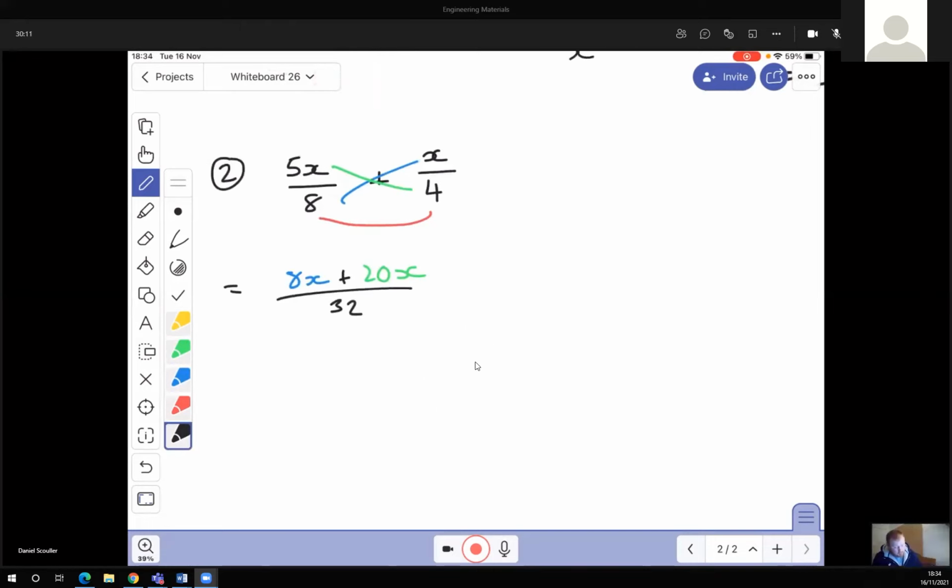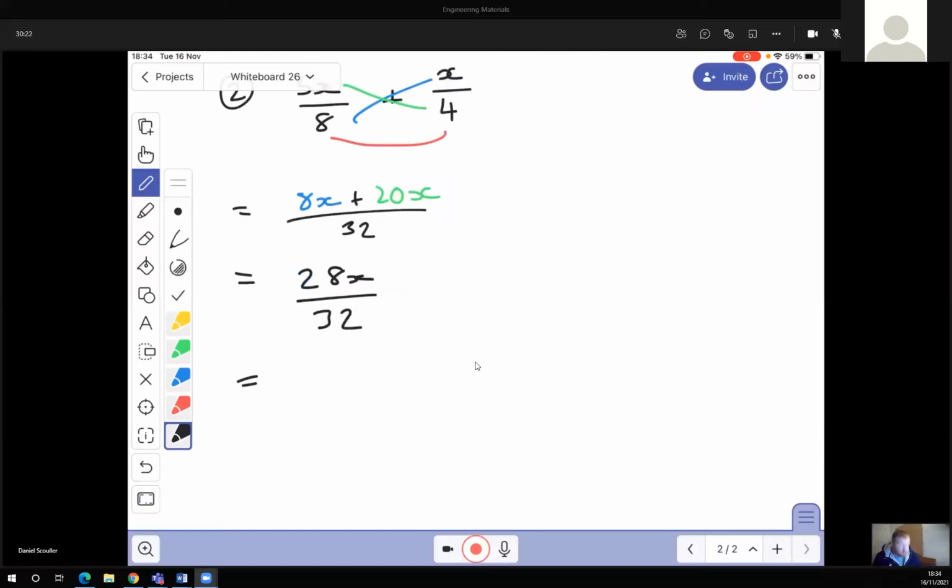Okay, we can collect like terms. We're going to have 28x over 32. We can simplify that because 4 goes into both of them. So 7x over 8. So there's no x on the bottom to cancel anything out. So that x just stays up the top. And that simplifies down. So the number 4 goes into 28 7 times, number 4 goes into 32 8 times.